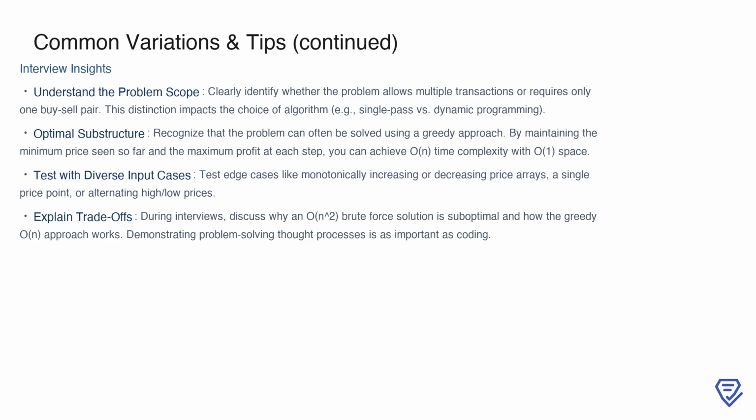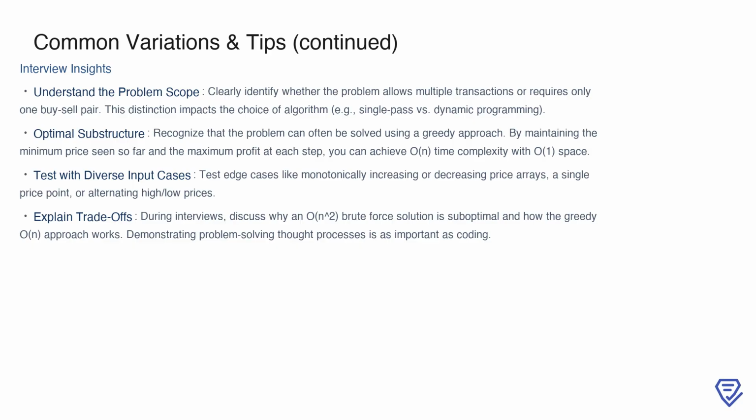Now, when approaching this problem in an interview, it's important to understand the scope of the problem. Determine whether you're solving for a single buy-sell pair or if multiple transactions are allowed, as this will dictate the algorithm you use. For the basic problem, leverage the greedy approach. By keeping track of the minimum price encountered so far and the maximum profit at each step, you can solve the problem in O(n) time with O(1) space.